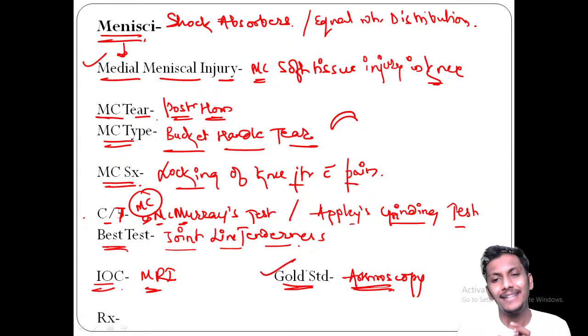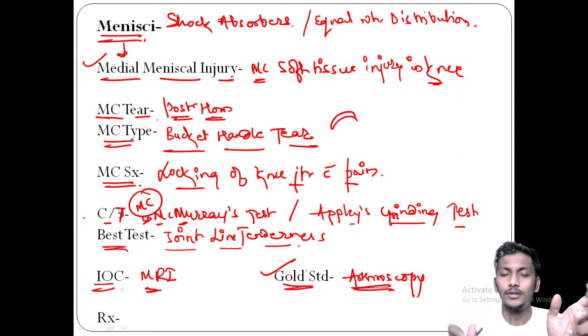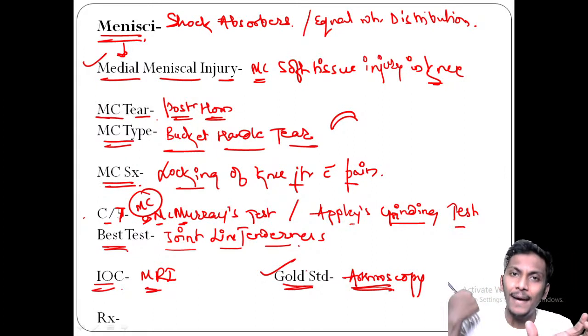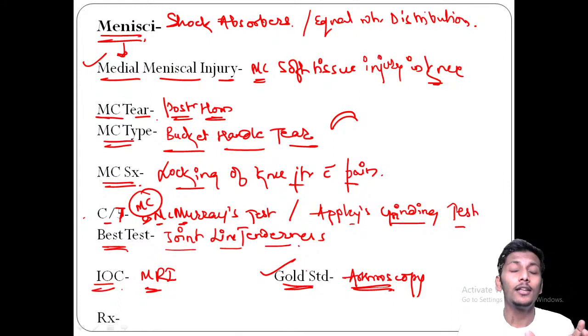Guys, I'll tell you the difference between gold standard and investigation of choice. Gold standard means the best test which is available right now, but it is not always practically possible to perform this test. Either there are financial restrictions or there are many complications because of this test. Theoretically, gold standard tests are the best tests possible. But investigation of choice is a test which can be easily performed without any financial restrictions or complications. So investigation of choice is practically possible, whereas gold standard at times is not practically possible. This is the difference.